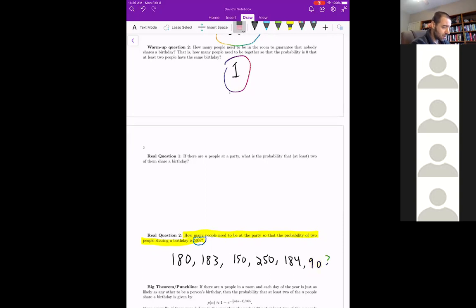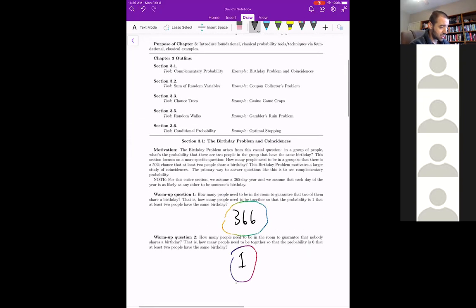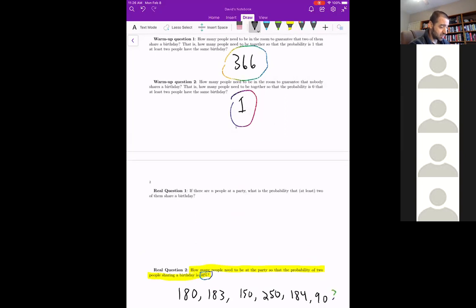Okay, so now let's go back to real question number 1, and let's think about the probability that we get a birthday hit. Now, the point of this section is to think more about complementary probability. So we're going to put the question on its head, to the opposite. We're going to answer this question: what's the probability nobody shares a birthday? That's the opposite, right? No birthday hits. So nobody gets the high five and says, hey, we share the same birthday.